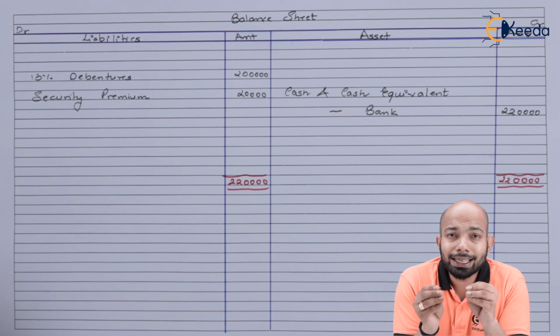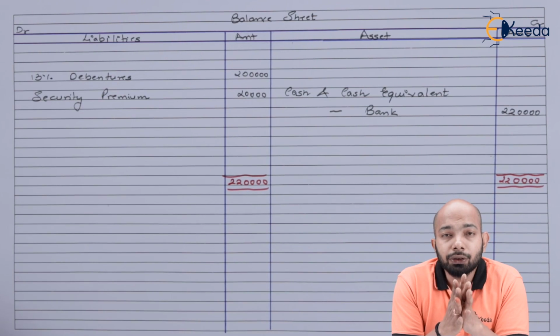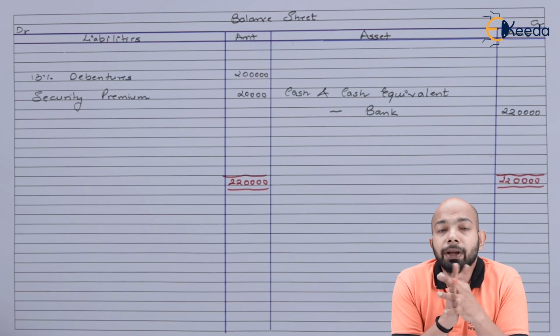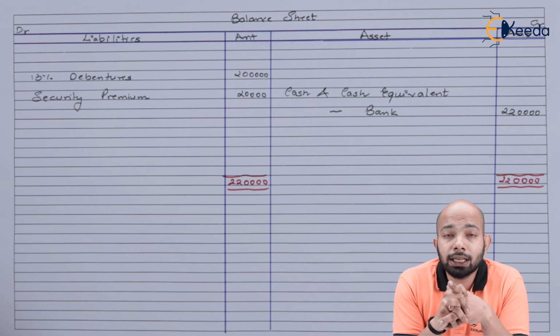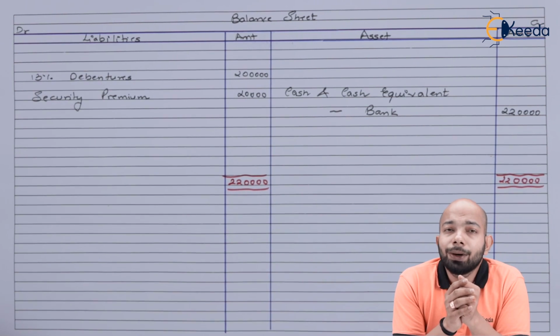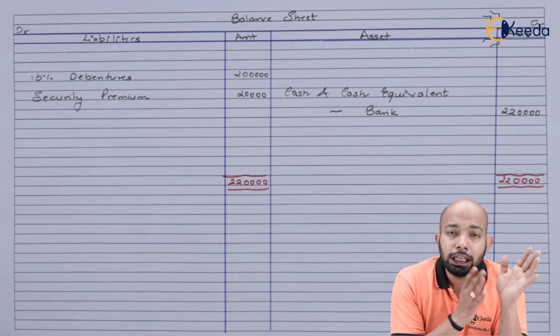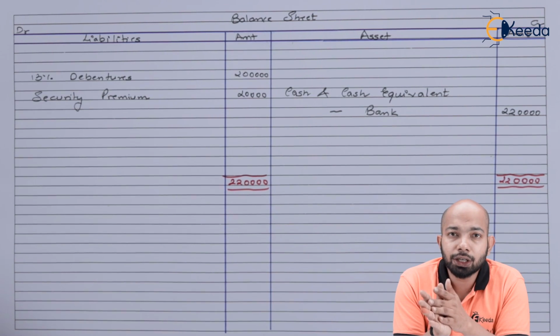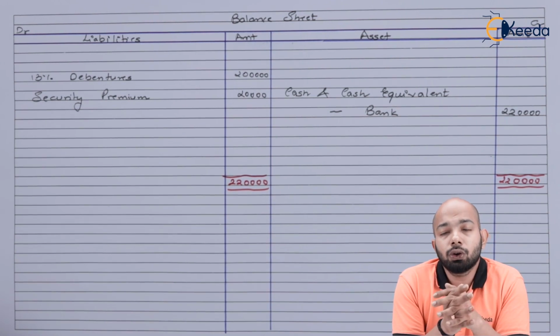So this was the basic and the simplest example that we could give just to make you understand how debenture journal entries are supposed to be passed and how things work out when it comes to the differentiation between equity applications and debenture applications. So I hope this video has given you a lot of clarity about it.